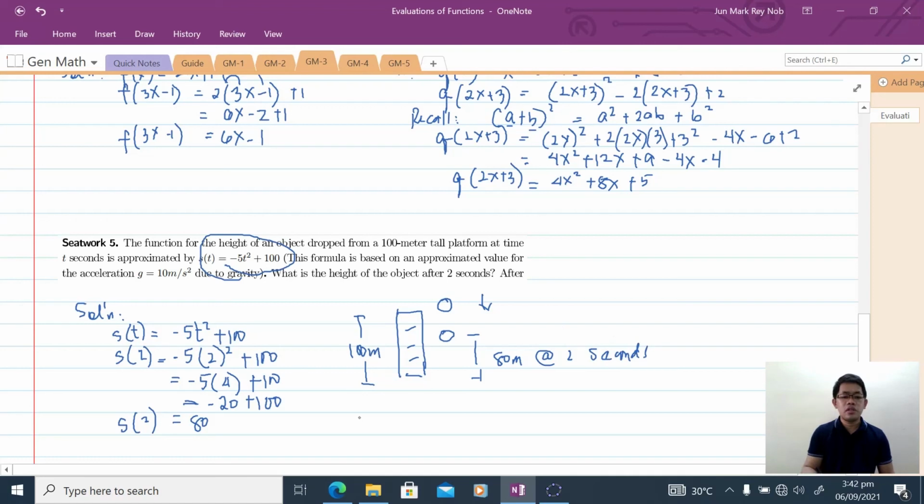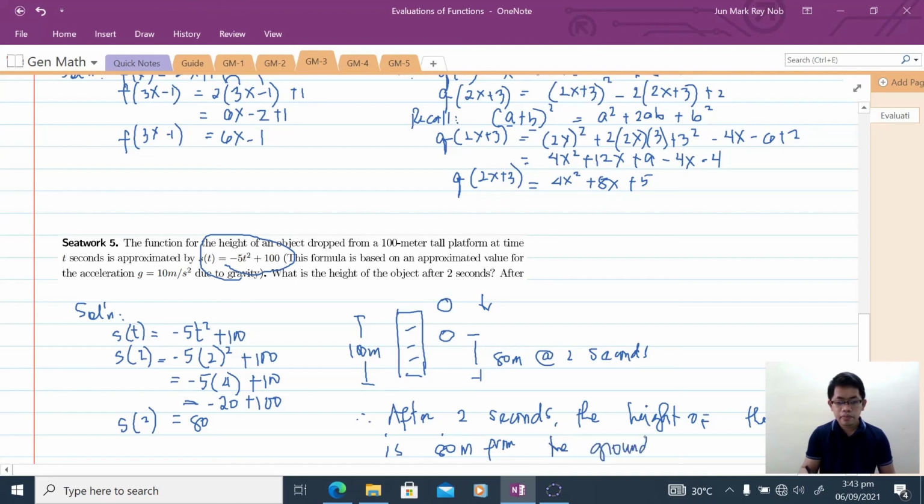Okay, so therefore we can make a conclusion, because this is a problem solving. After 2 seconds, the height of the object is approximately 80 meters from the ground. All right.